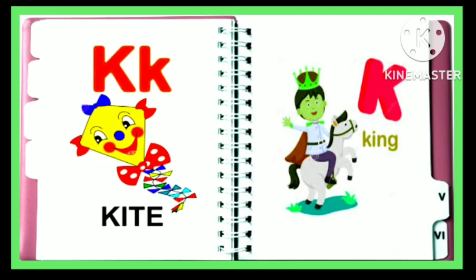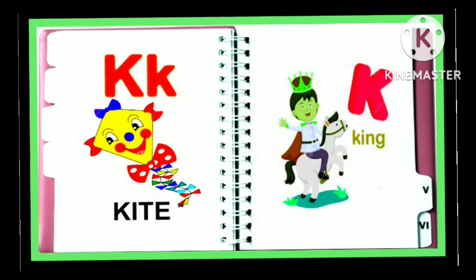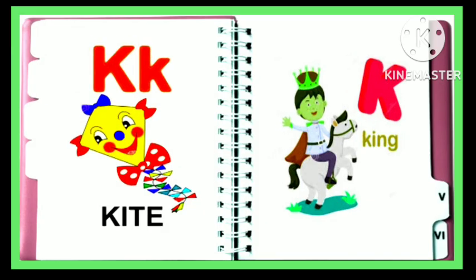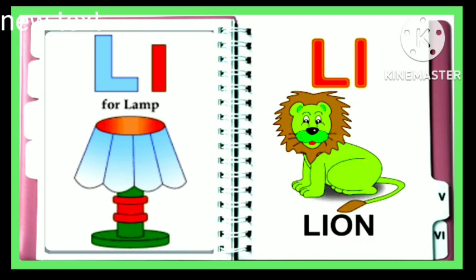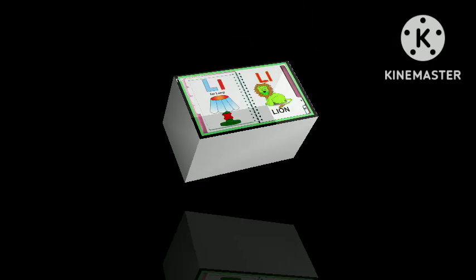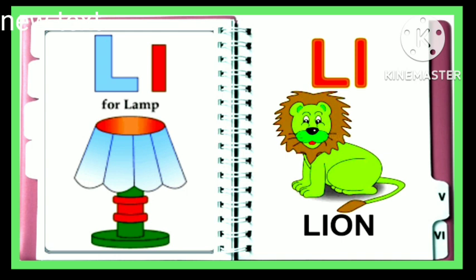K for kite and K for king, ka ka ka. L for lamb, L for lion, la la la.